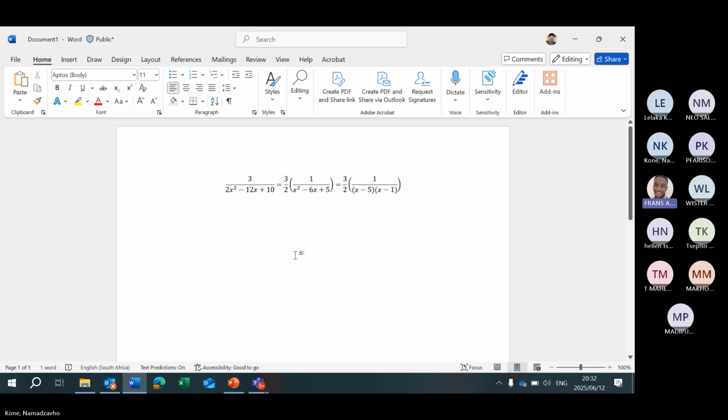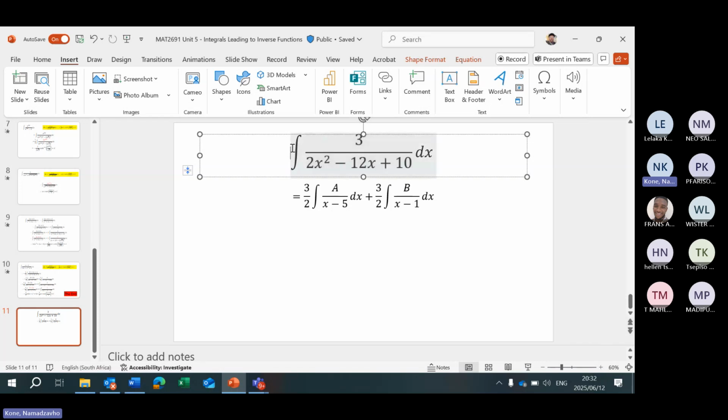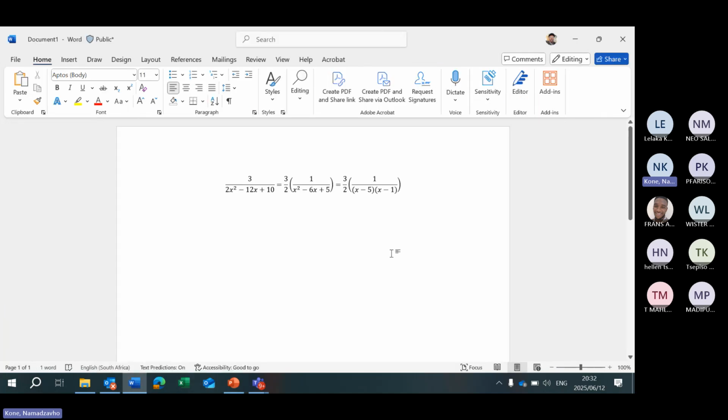Yes, happy this side. So now, that integral that we were working with, which is this one, before the integral, let's just stick with the Word document. So now we're going to let this fraction, we are leaving 3/2, we'll bring it back on later.